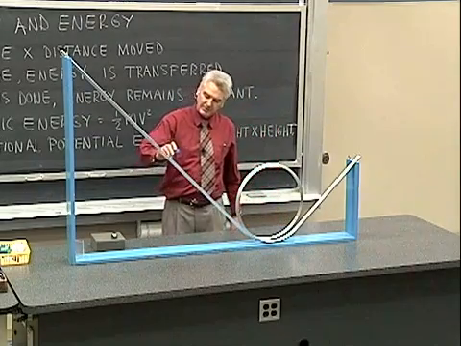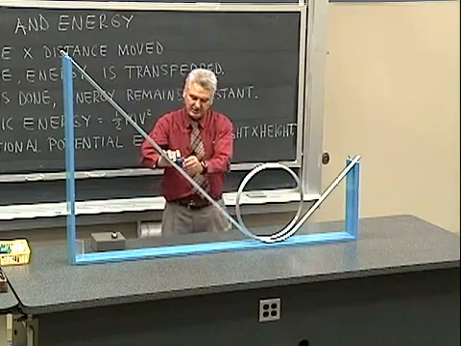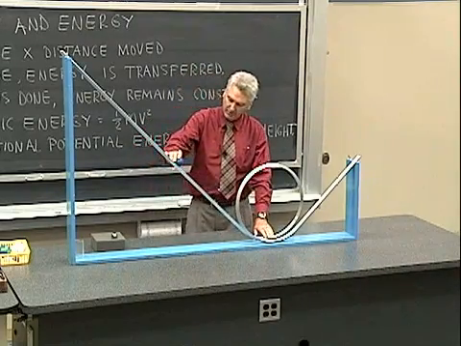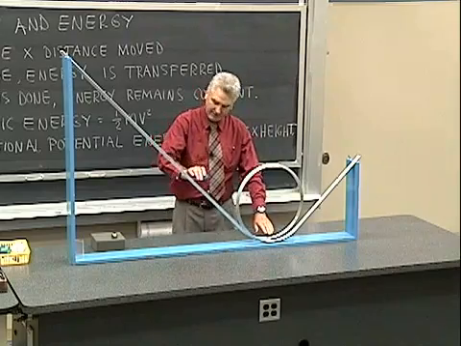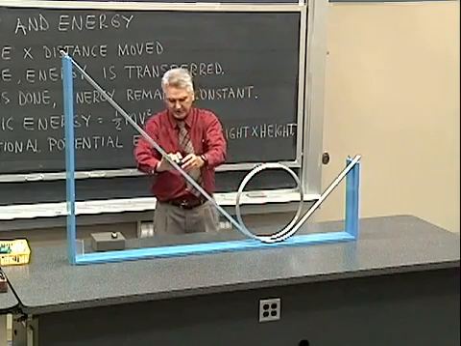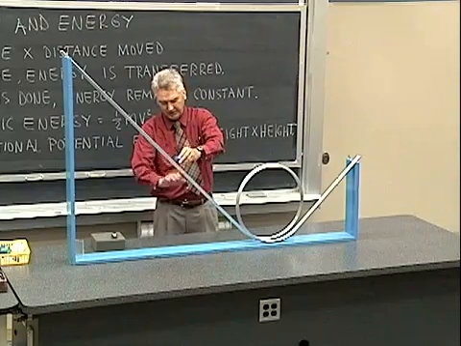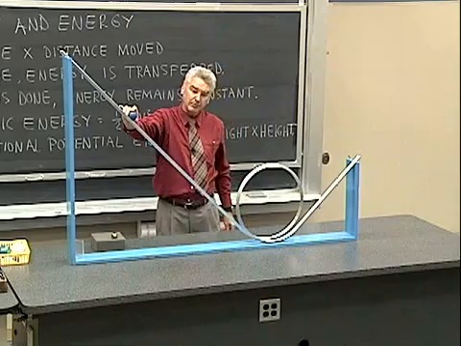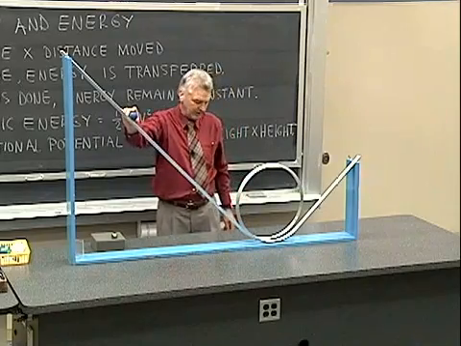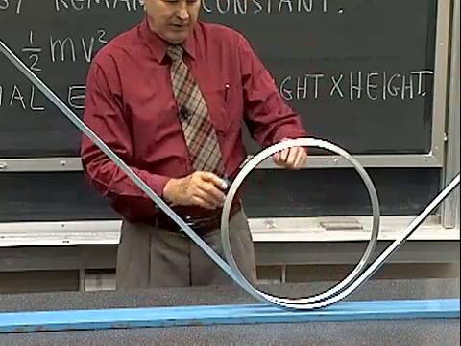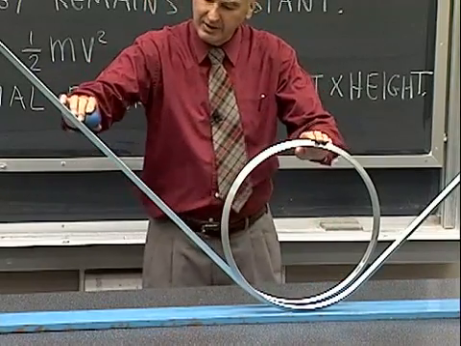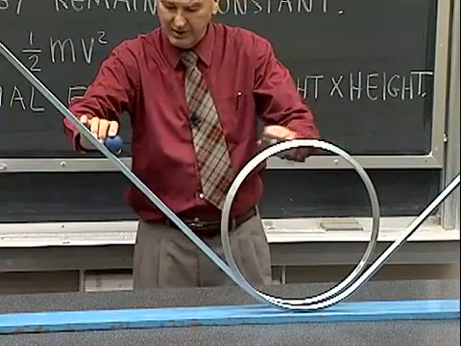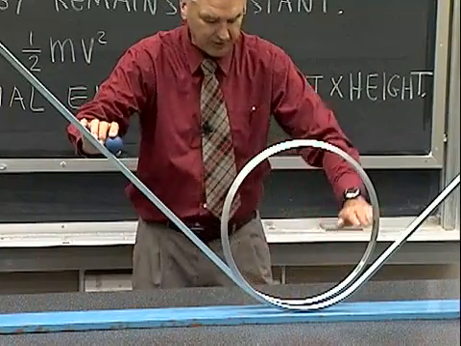Now, as this object starts at a certain height, with respect to the bottom point here as a reference point, it'll have a certain potential energy. And that potential energy will be equal to the weight times the height of this object. And so the higher the object is, the more potential energy it will have. Notice what happens when the object starts at a certain height here and rolls along the track.